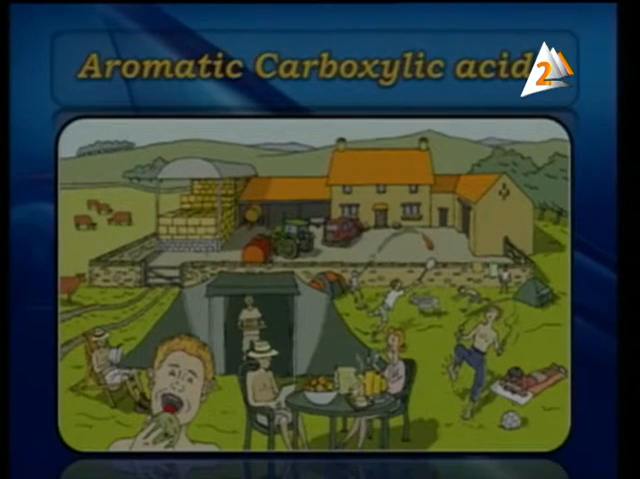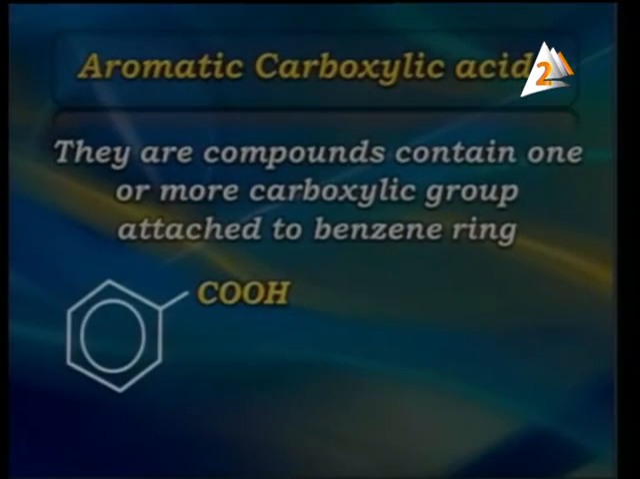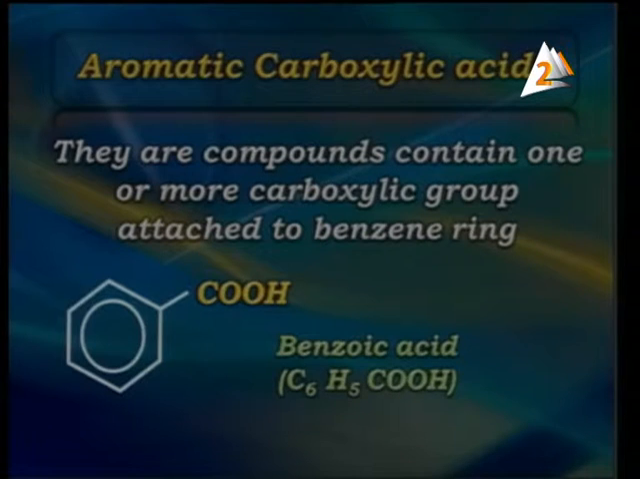After that, we have aromatic carboxylic acids. This is the second type of carboxylic acid that forms esters. What is meant by esters? We will talk about this after a period of time. The aromatic carboxylic acids are compounds that contain one or more carboxylic groups attached to a benzene ring. One group, or two, or three, or any number of them. Here is one group attached to the benzene ring in place of one hydrogen atom.